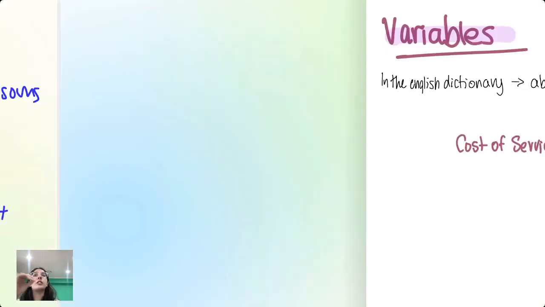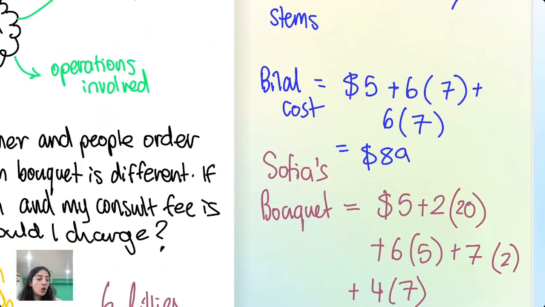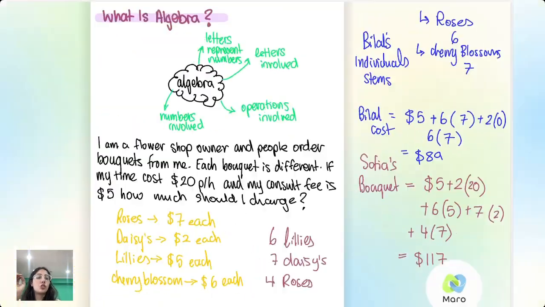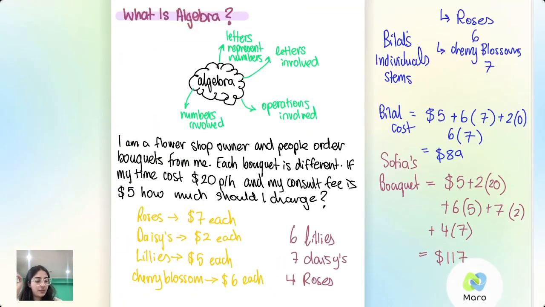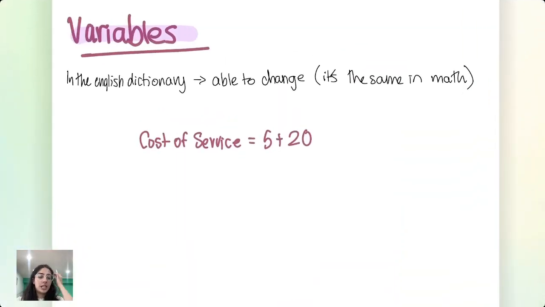Because what you guys noticed is for Bilal's one, we did 20 times 0, which we know is 0. Is everyone cool with that? Yeah. So it was $20 times 0 hours. But for Sophia, it was $20 times 2 hours because I spent 2 hours. So the cost of the service is 20 times however many hours you spent.